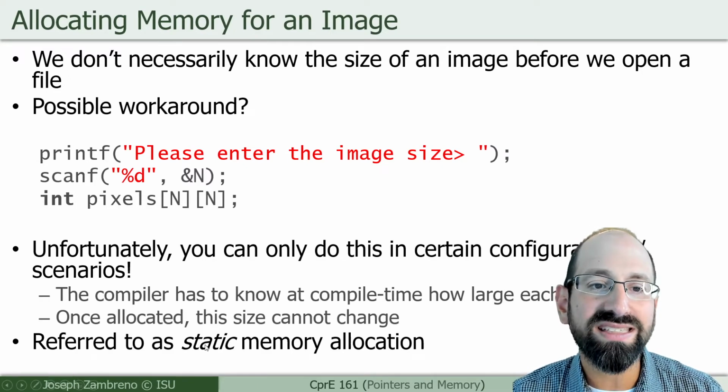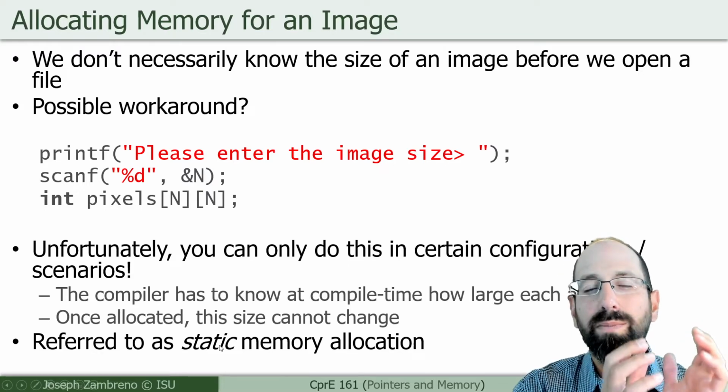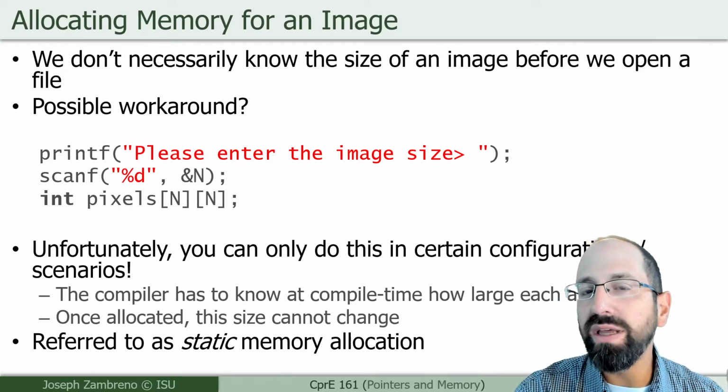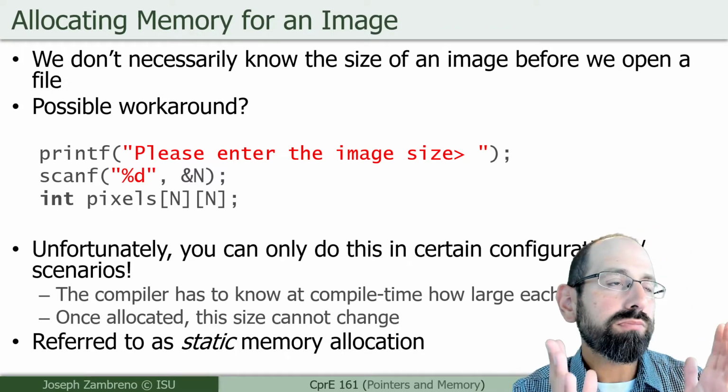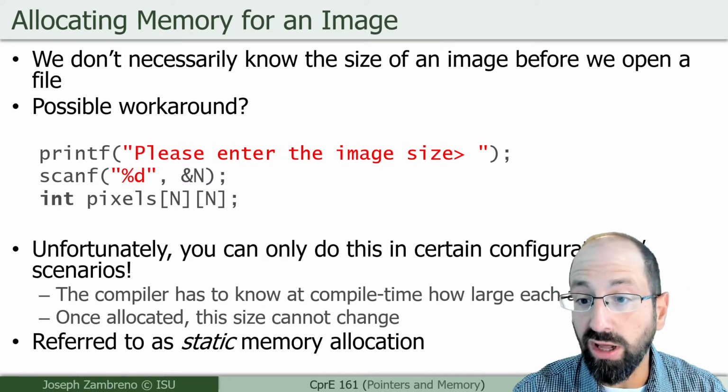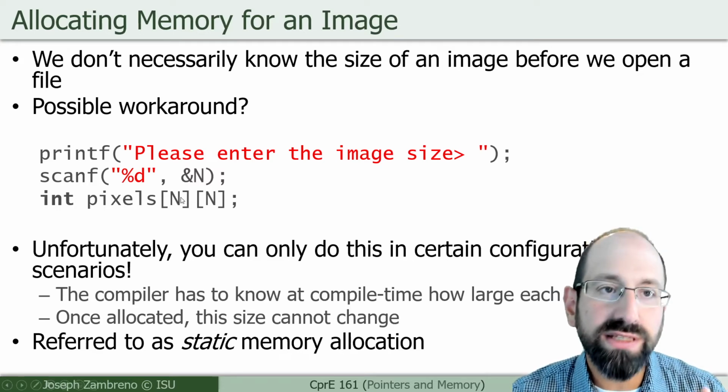But this is so-called static memory allocation, right? Where the compiler is able to determine how big our arrays are going to need to be at compile time. We've been relying on it all semester long. We've been okay with it. That is one potential approach.